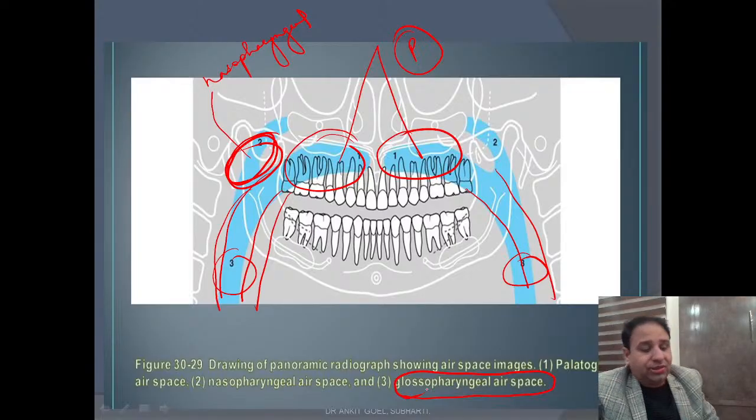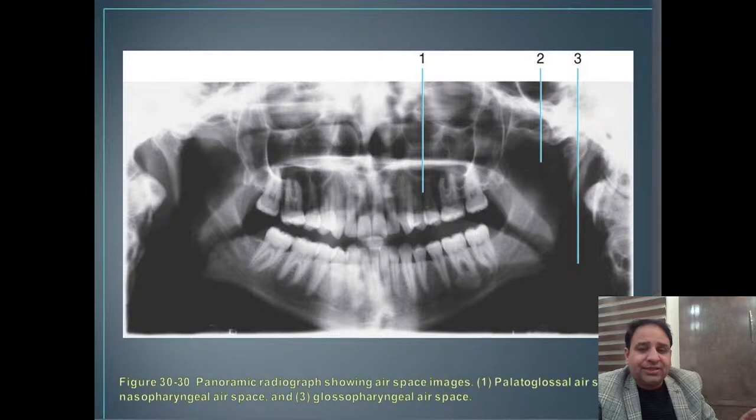And that you can see on these slides. Alright? Now you can see all these spaces. देखो वही figure फिर से आ गई. This is your palatoglossal, this is your nasopharyngeal, and this whole region what you see is the glossopharyngeal air space.